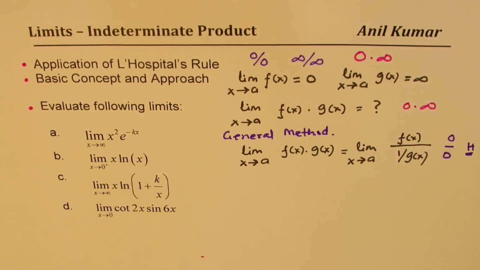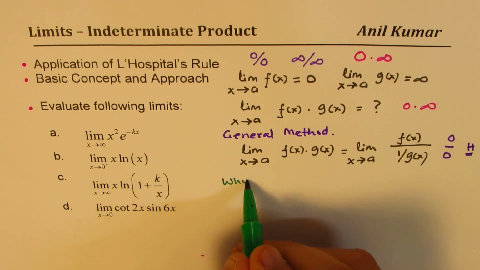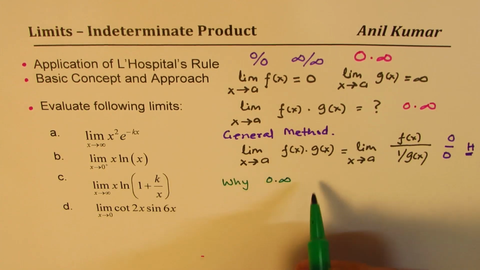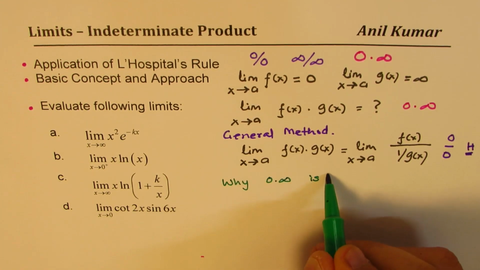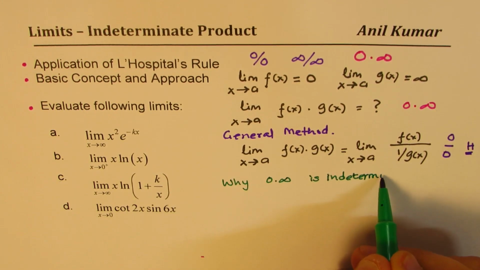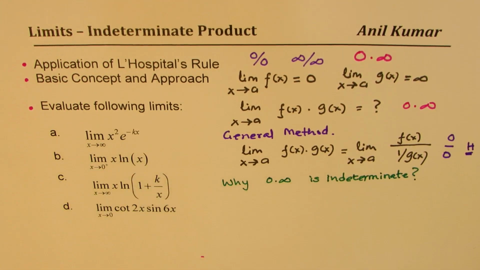Now, for some of you, it may be of interest to understand why, after all, 0 times infinity is indeterminate. So let's also look into that question, why 0 times infinity is indeterminate. And after that, we'll take up these examples where we are going to apply this approach to get the limits. So let's look into this question.